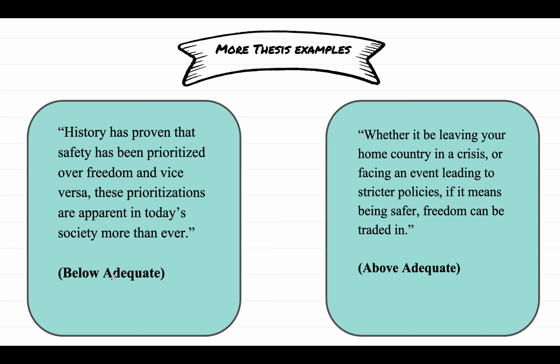Here are some more examples of a thesis. So here's a below adequate thesis. History has proven that safety has been prioritized over freedom and vice versa. These prioritizations are apparent in today's society more than ever. Why is this below adequate? I mean, is there evidence? Maybe history has proven. Maybe that's evidence, even if it is vague, because I don't know what history, like all of history, has proven this. Where? How? But really, what makes this ineffective is safety has been prioritized over freedom, and vice versa.